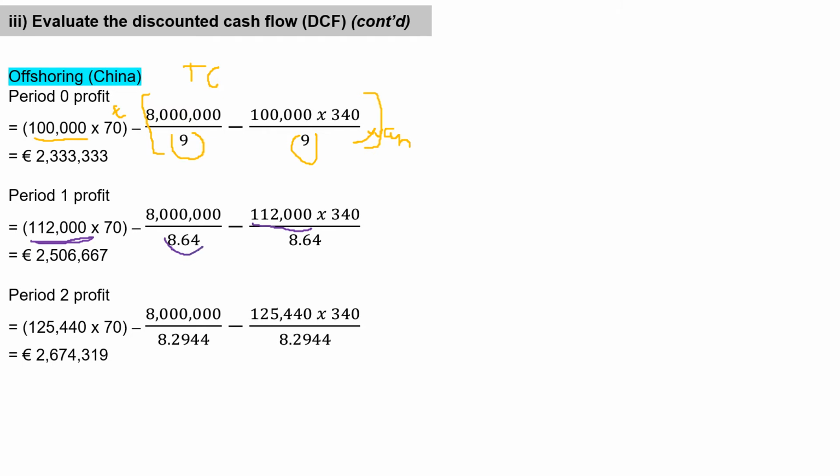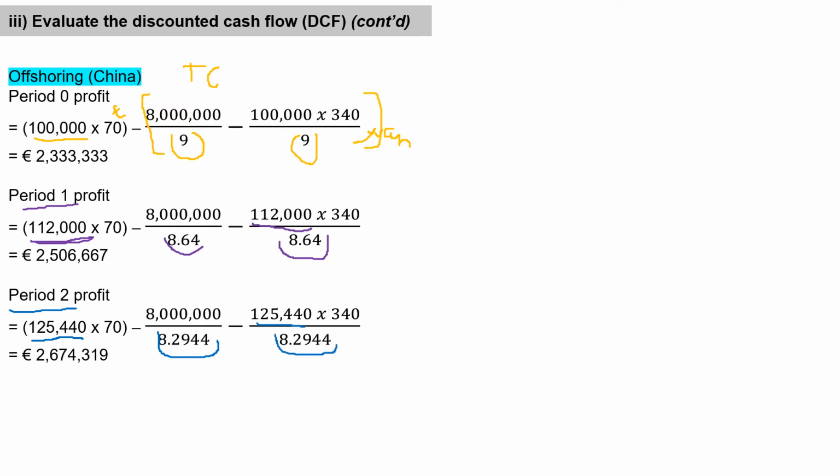So the unit demand is 112,000 and the exchange rate for period 1 is 8.64. Just compute it and we got this number. For period 2, also the same. The difference is the unit demand and the exchange rate for period 2. And we get this number.